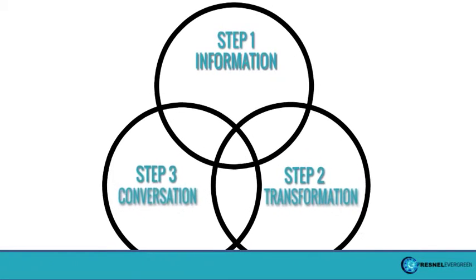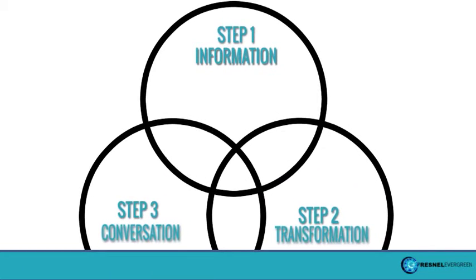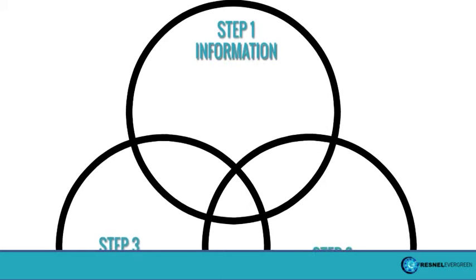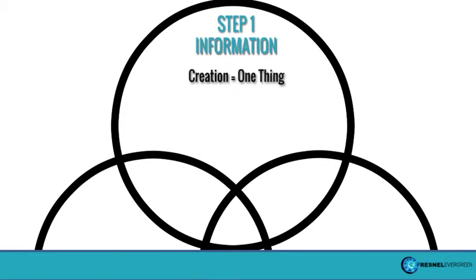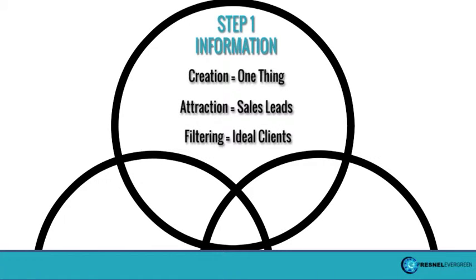In step 1, you will use your one thing product or service information to start attracting cold sales leads, converting them into warm sales leads, and by offering your one thing product or service to the fast action takers, you can start generating ideal clients straight away and get a much faster return on your investment.